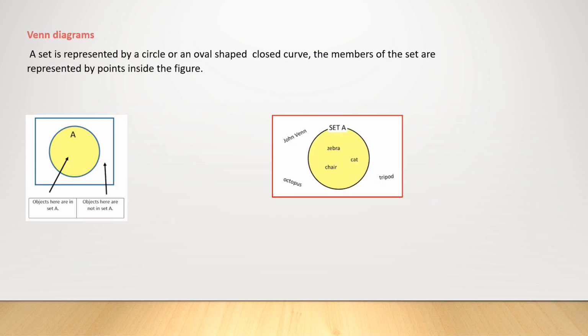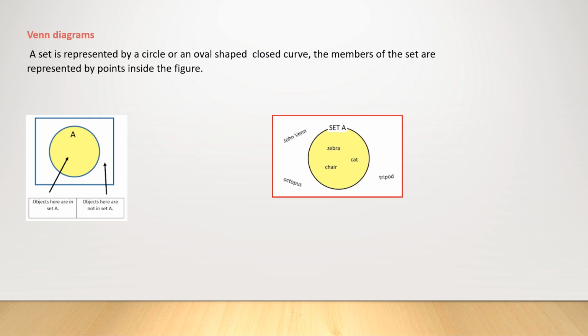Venn diagrams. A set is represented by a circle or an oval-shaped closed curve. The members of the set are represented by points inside the figure. So, as we can see from the first figure, set A is represented by a circle and an arrow is pointing inside the circle.